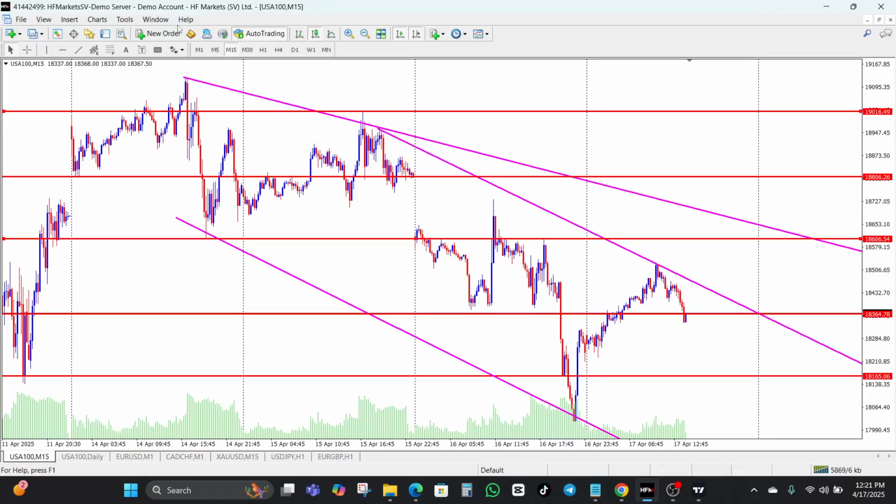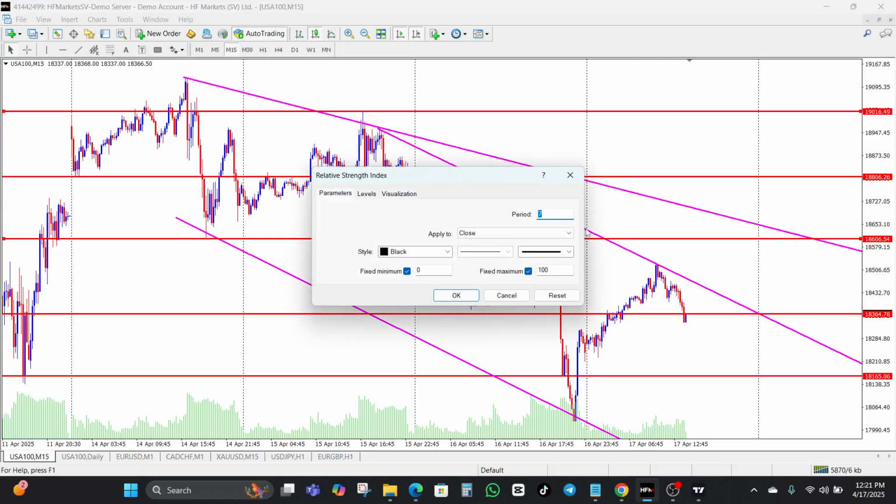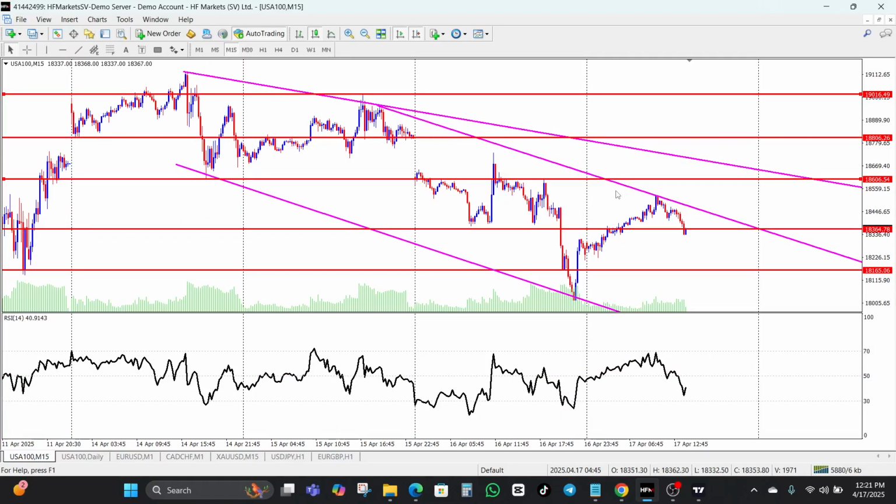But make sure you always get confirmations from indicators as well. For example, you can add the 14-period RSI to the chart, or you can even decide to use MACD as well, whichever one you prefer. For a long entry, if you're in a bullish trend.